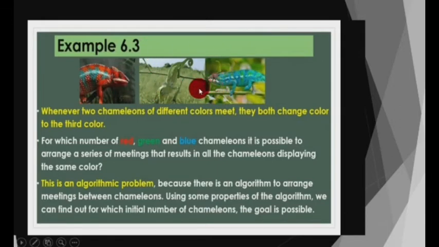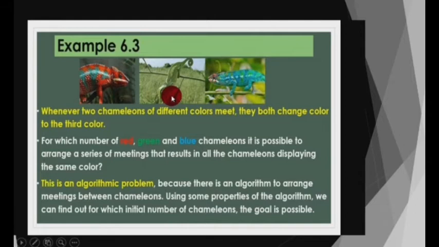the third chameleon color. For example, if red and green chameleons meet together, these two can be changed into the third color, that is, blue. If blue and green chameleons meet together, they change into red. Or if red and blue meet together, they change into green. Is it clear? Now you can understand the problem. So what is the problem? When two chameleons meet together, they change into the third color.